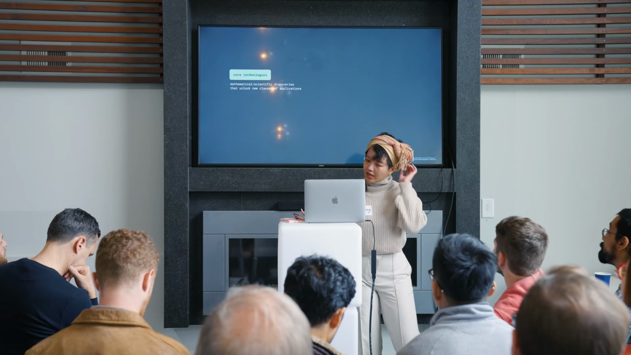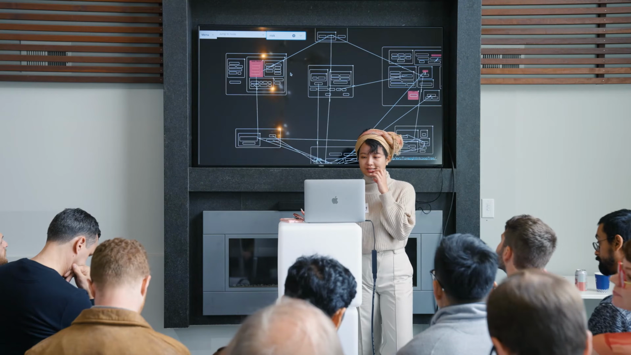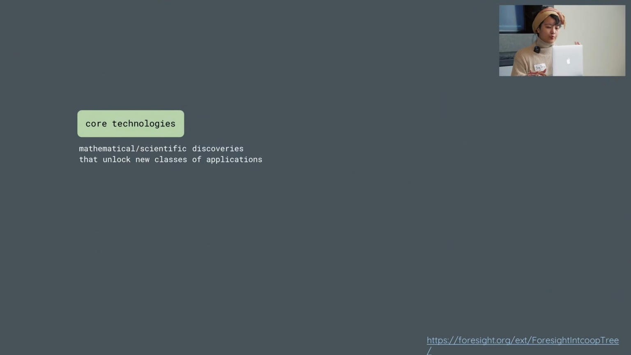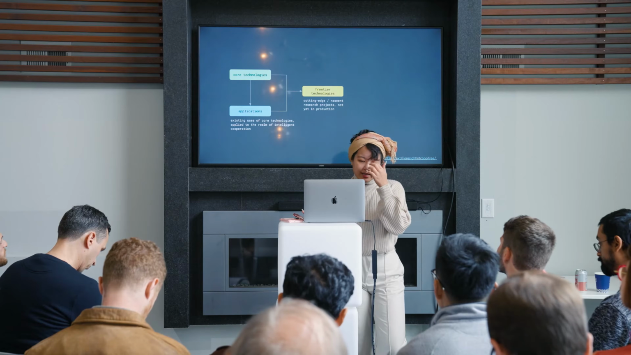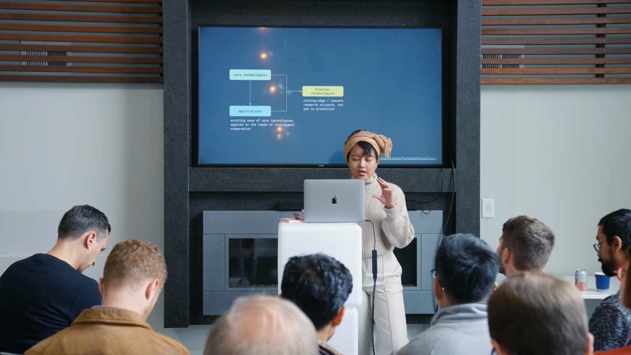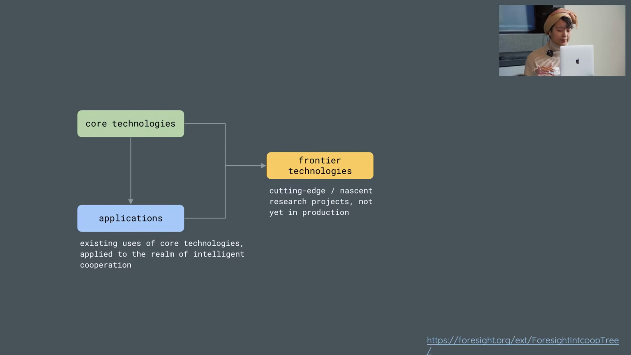How I think of these different tags or categories is that core technologies are primitives, they are mathematical or scientific discoveries, and they unlock new classes of applications. Applications are closer to the user and they address actual needs in the realm of intelligent cooperation. Core technologies and applications are what we need to get to the frontier technologies and to progress to the cutting edge of a field.